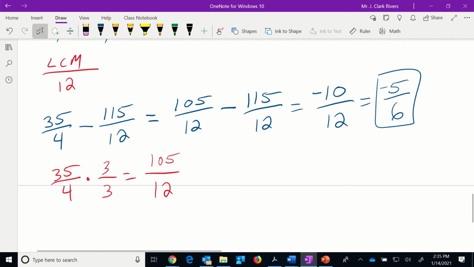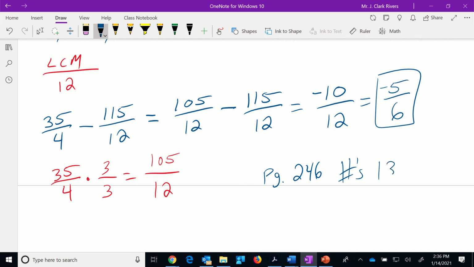Your homework assignment has been sent to you as well. It is page 246, numbers 13 through 29 odd. There we go. All right, very good. Good luck on this assignment.